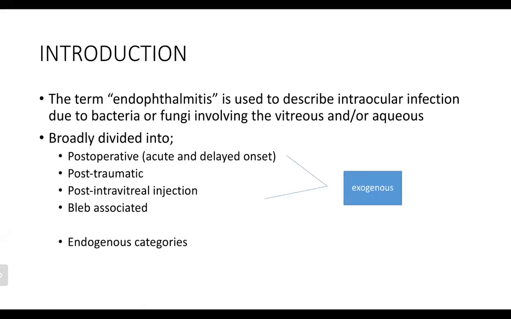The term endophthalmitis is used to describe intraocular infection due to bacteria or fungi that involves the vitreous and or the aqueous. Non-infectious inflammation involving the vitreous and aqueous is known as uveitis, but the term used for the infectious one is endophthalmitis.